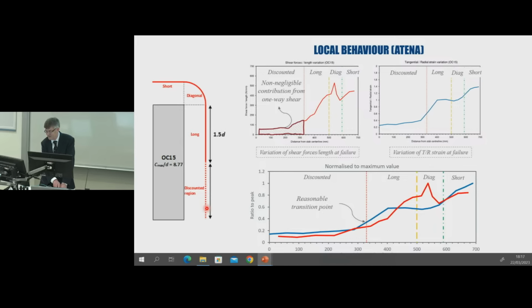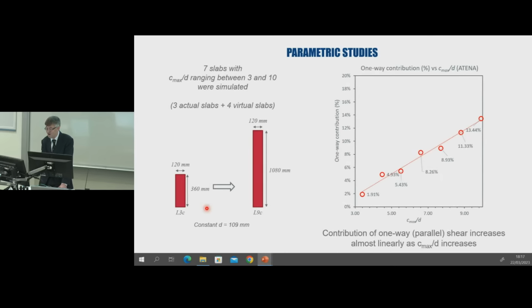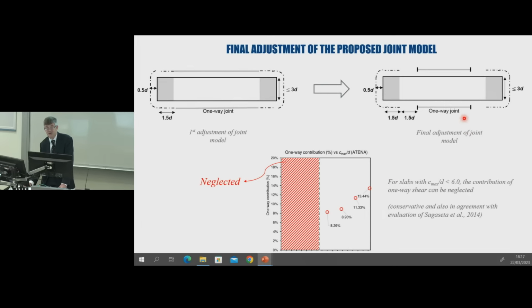Model Code 2010. Having calibrated the model, we used it to carry out some parametric studies in which we looked at the effect of systematically increasing the long side of the column. So the results are shown here. And on the basis of that parametric study, we refined our joint shell punching model. And we did that by introducing one-way joints along part of the control perimeter that is neglected by Model Code 2010.